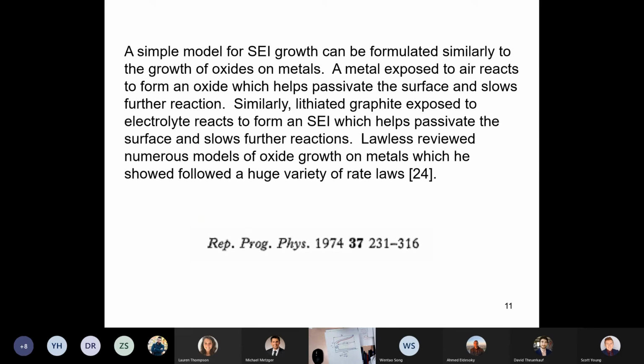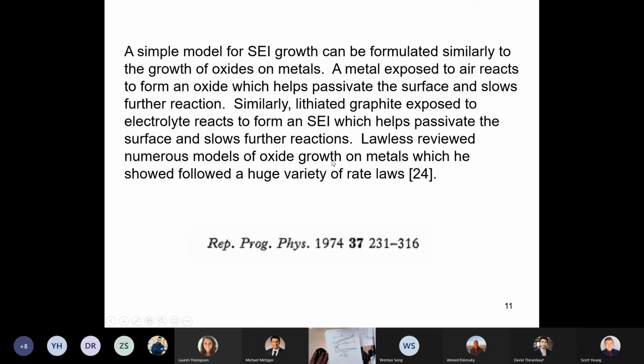Okay, so what's coming next, I think, is incredibly cool. This is a simple growth model for SEI growth. And it can be formulated very similarly to the growth of oxides on metal. There's a giant article, look at the page count from 231 to 316, in Reports on Progress in Physics by Lawless, who reviewed numerous models of oxide growth on metals, which followed a huge variety of rate laws.